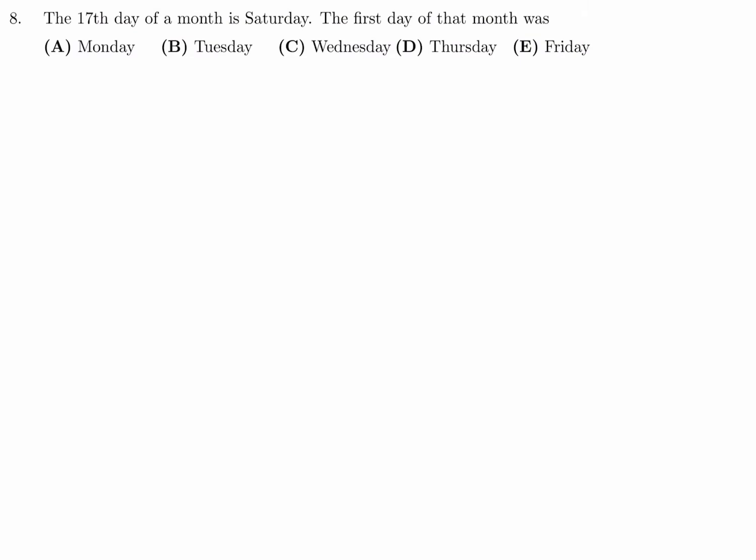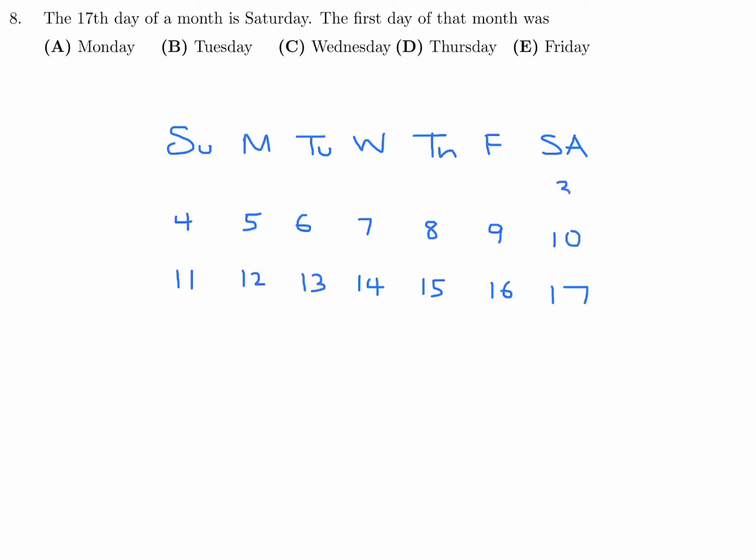The 17th day of the month is Saturday. The first day of that month was? So let's make a little calendar: Sunday, Monday, Tuesday, Wednesday, Thursday, Friday, Saturday. And let's first label the 17th day, which they're saying is a Saturday. And I guess we just count backwards. So 16, 15, 14, like that, 13, and so on. 3, 2, 1. So the first day of the month is a Thursday. So number 8, the answer is D.